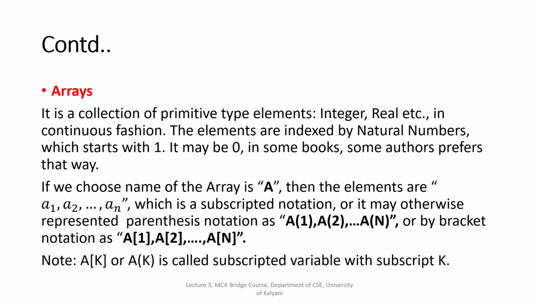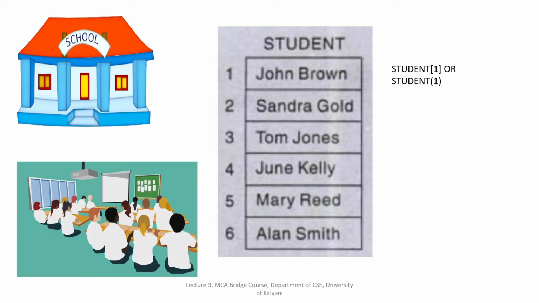For example, a_k is called a subscripted variable. That's the reason we use a subscript here; it is called a subscripted variable. For example, take a student in a class, say five or six students, and we have to pick one student or indicate one student, that is June K.